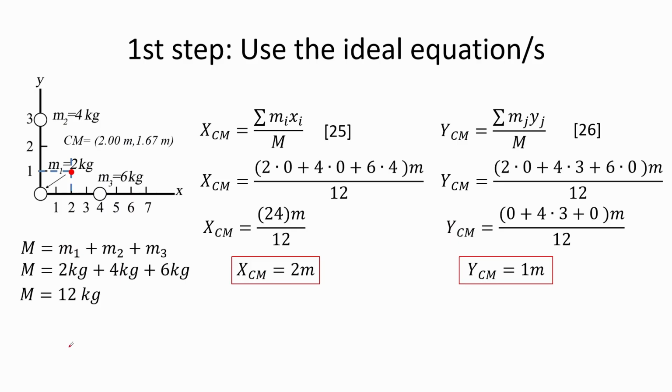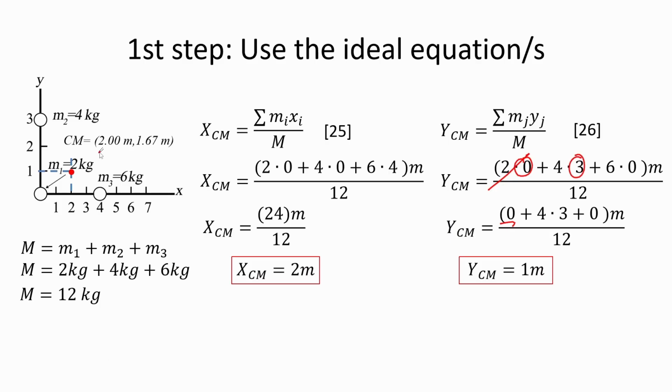The next one is your YCM. In your YCM, your first mass M1 is at Y1, which is at the origin, so it is still 0. So this gives you 0. Your M2 is at the origin in x, but its Y position is at 3 meters. So it is not 0.